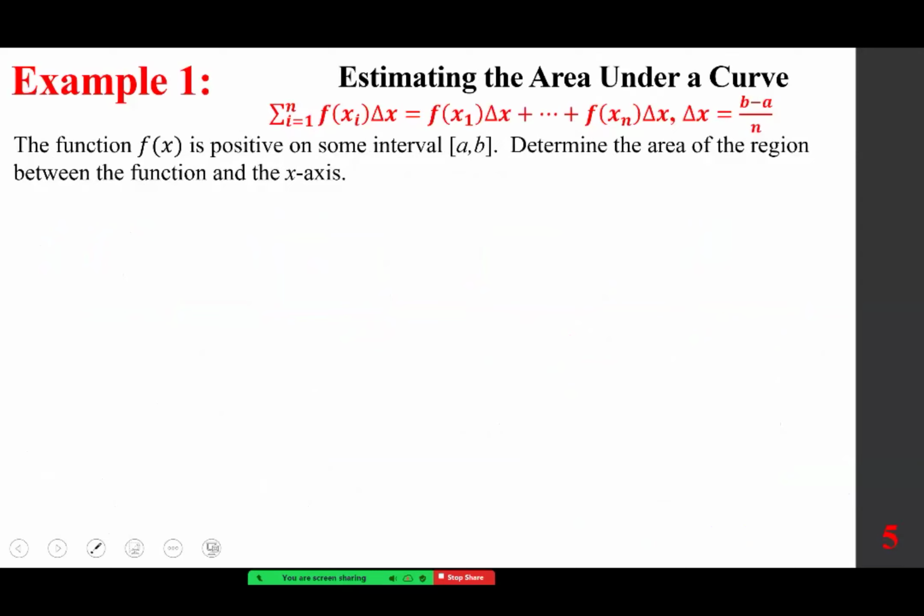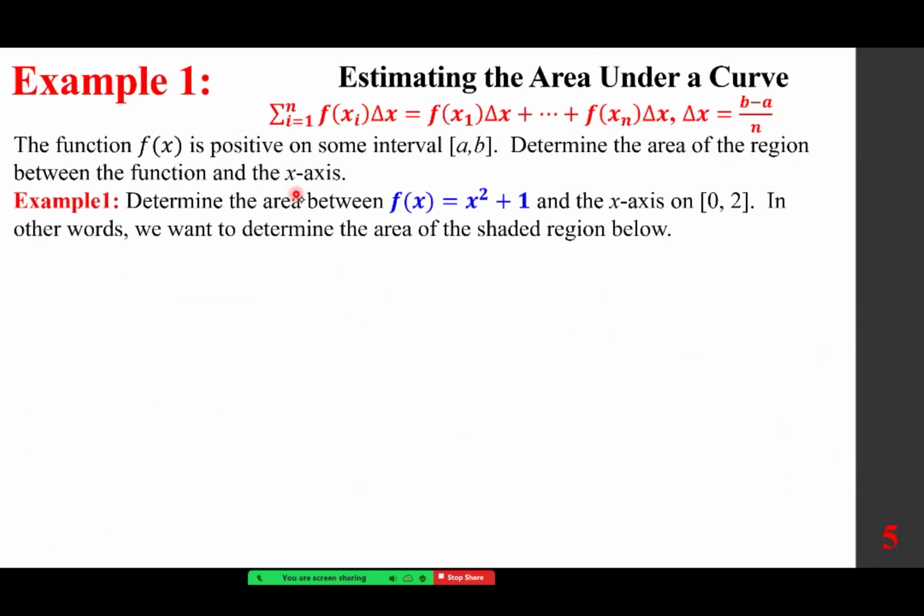By the way, you have all of these examples. Just sit back, relax, and pay attention to the concept. So this is the Riemann sum. The function f of x is positive on some interval of a to b. Determine the area of the region between the function and the x-axis. So in this case, determine the area between f of x equals x squared plus 1 and the x-axis on 0, 2. In other words, we want to determine the area of the shaded region.